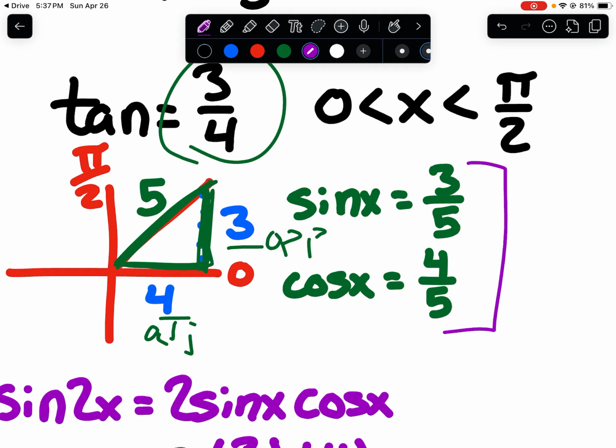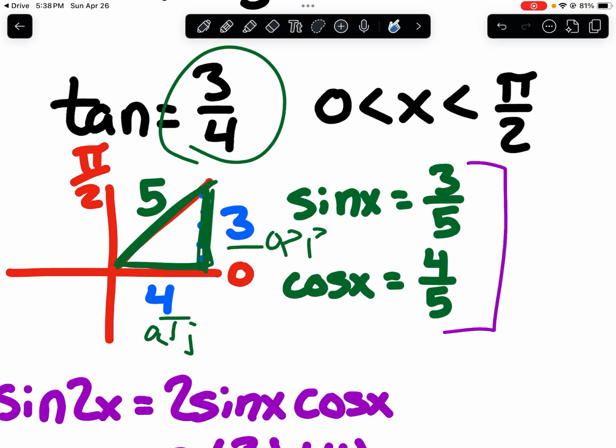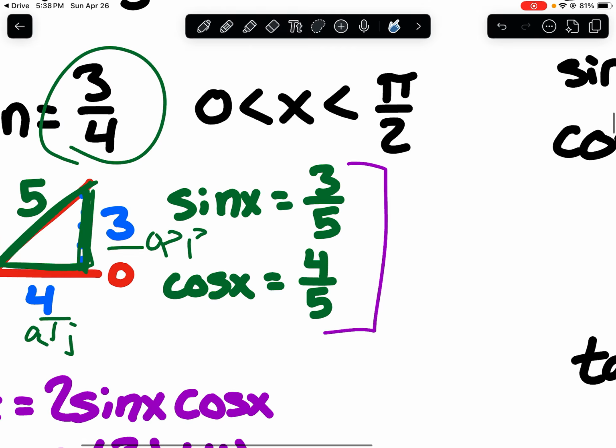And again, drawing the triangle maybe helps you identify positives, negatives, things like that. Because you could, in theory, use some of your trig identities to get those same values, but you'd have to be a little bit more careful as far as, okay, is sine a positive 3/5 or is it a negative 3/5? Is cosine a positive 4/5 or is it a negative? So I personally think just drawing the triangle helps make that piece a little bit easier. Plus the trig identities can get a little bit funky as well.